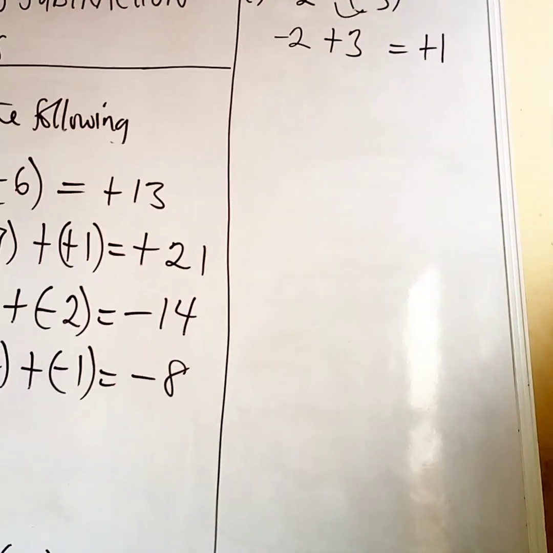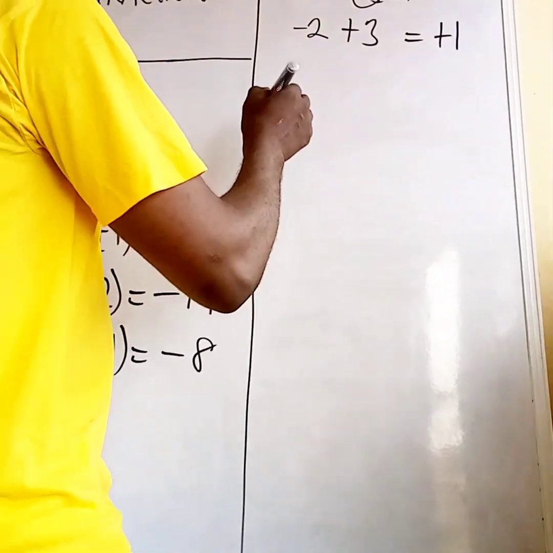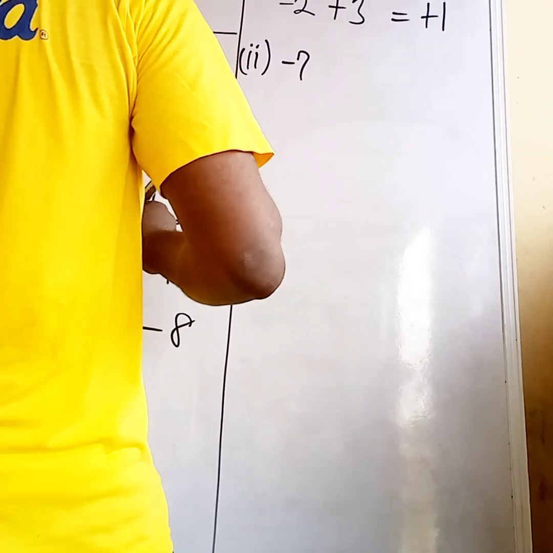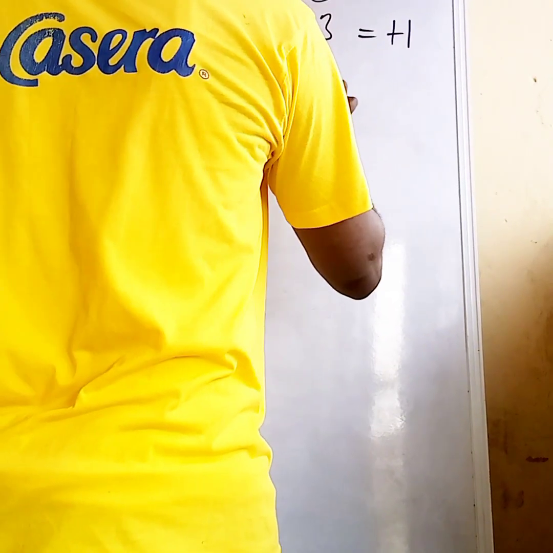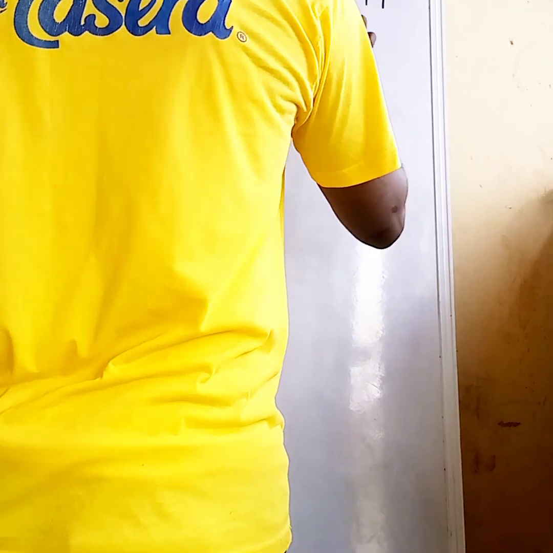Let's consider the second example. Here now we have a second example. We have -7 minus +3 plus -4.